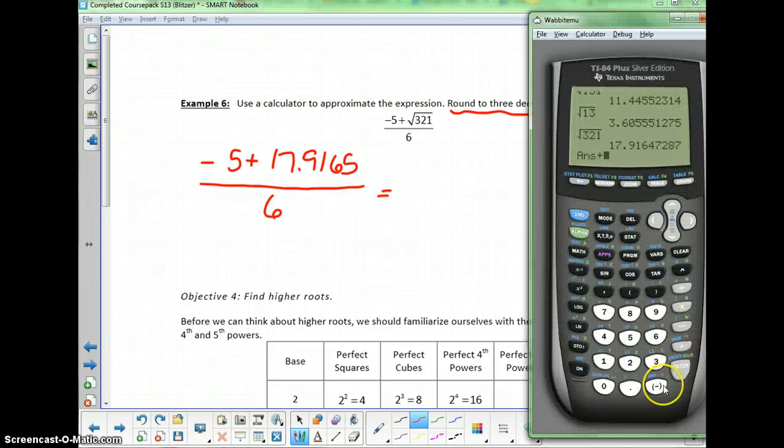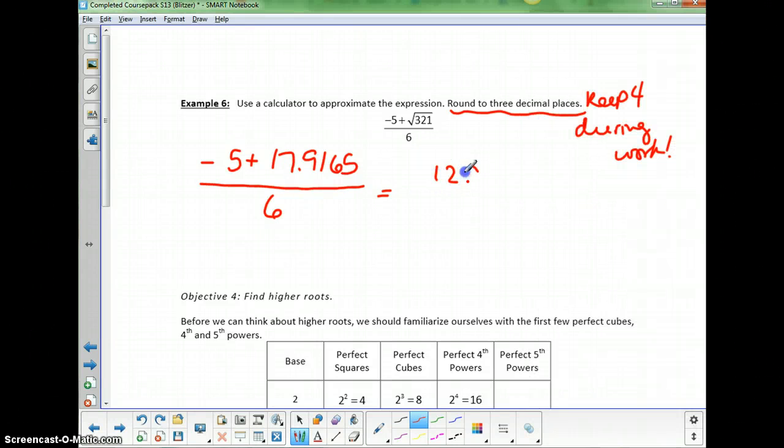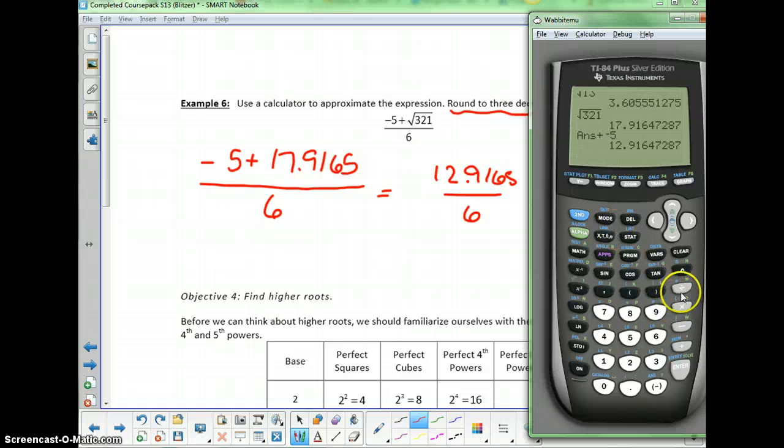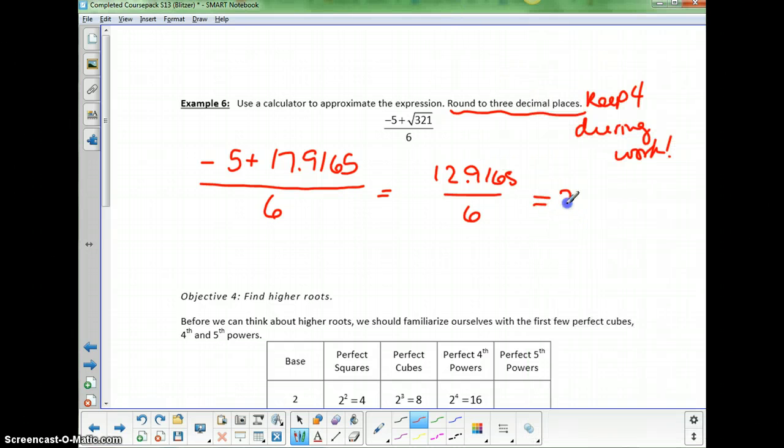Okay, so then we're going to add the negative 5. So we've got 12.9165 divided by 6 equals, and only for the final answer are we going to round to 3 places. So 2.153. Always keep more places than you're going to eventually want during your work.